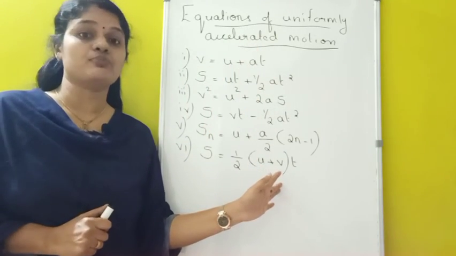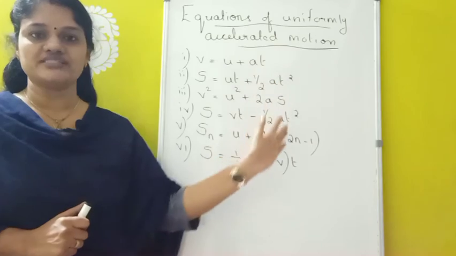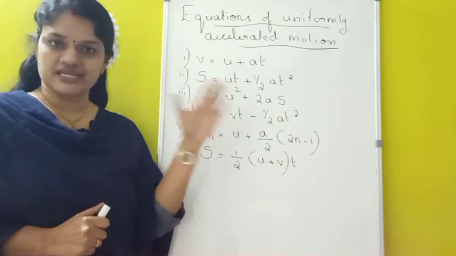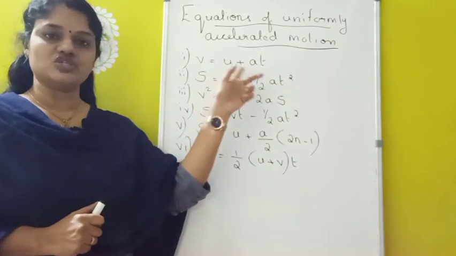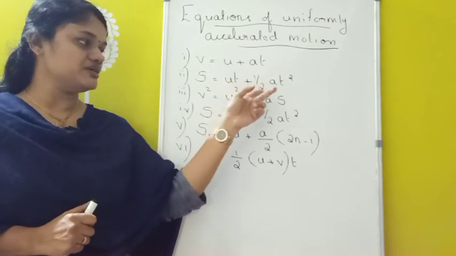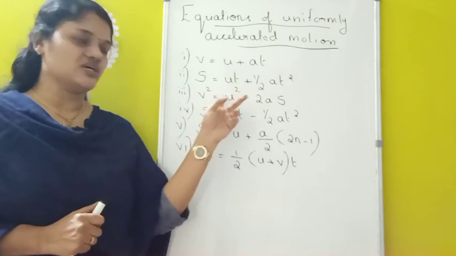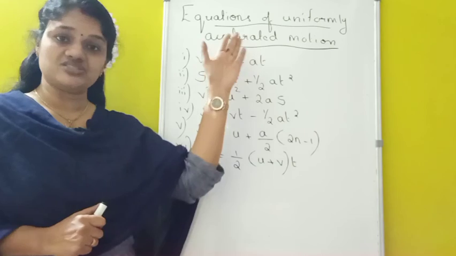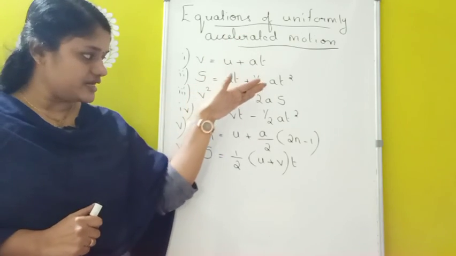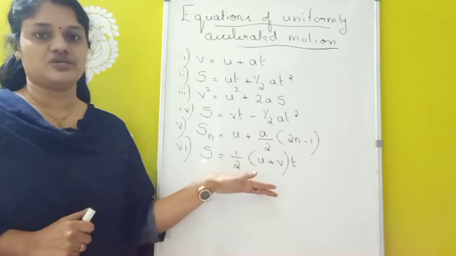Now for finalizing I am writing all these equations of uniformly accelerated motion, and these equations are important in the case of doing problems. So mainly we have three equations: v equals u plus at, s equals ut plus half at square, and v square equals u square plus 2as. These are the three main equations of motion, and along with that we have some other equations.